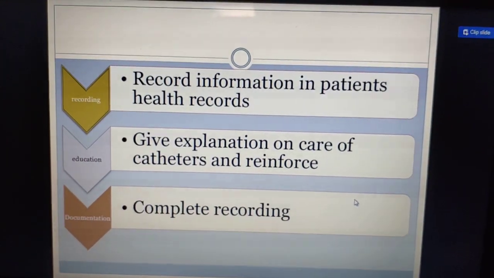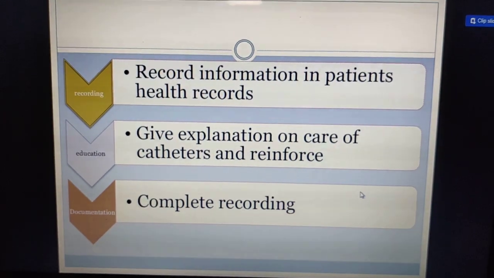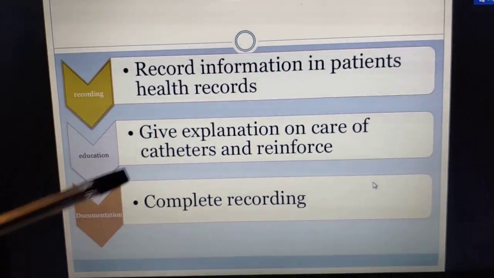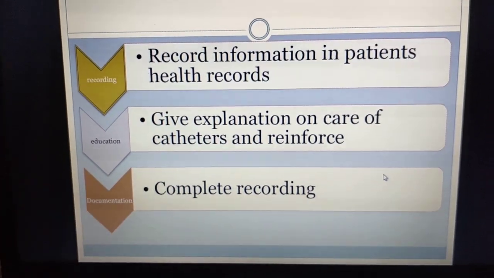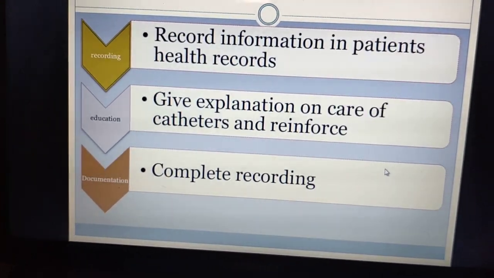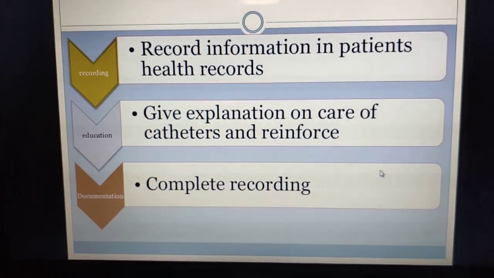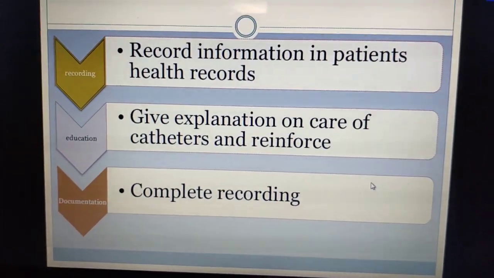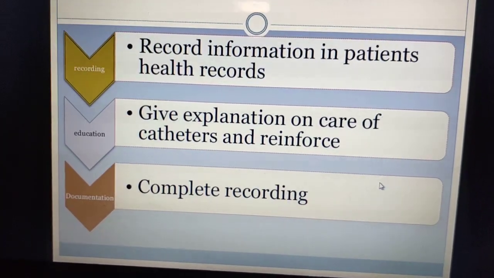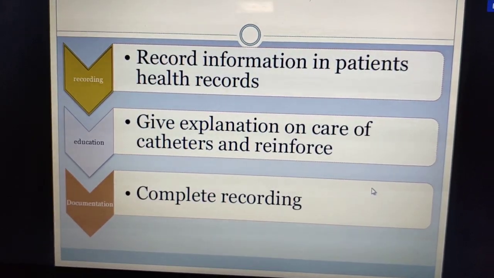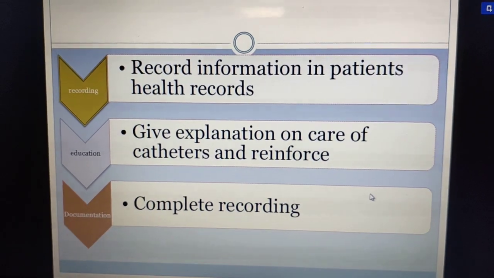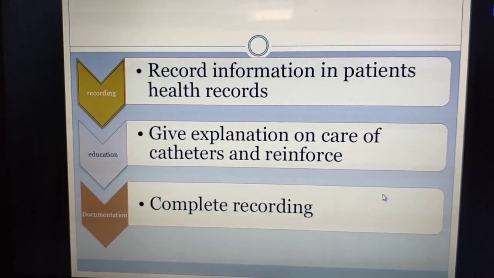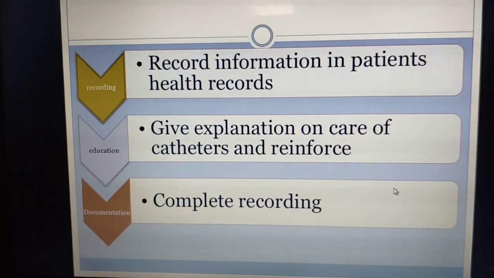Then record the information in the patient's health record, give explanations on the care of the catheter, and re-inform the patient. Then complete the recording. After this, you should educate the patients on how to do catheter hygiene. Meanwhile, inform the patient to drink more water, healthy foods and so on. Clear? So this is all about the procedure.